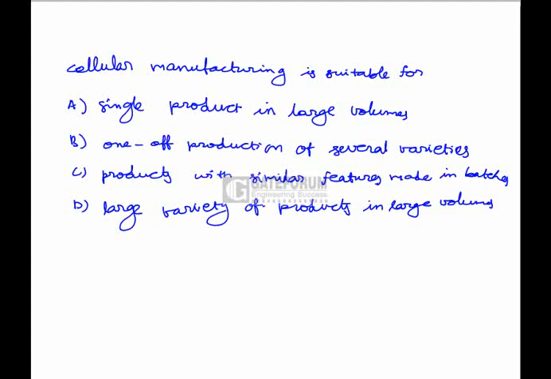Manufacturing is suitable for. Here the options are single product in large volumes, one-off production of several varieties, products with similar features and made in batches, large varieties of products in large volumes. Here the right option is C, that is products with similar features made in batches.